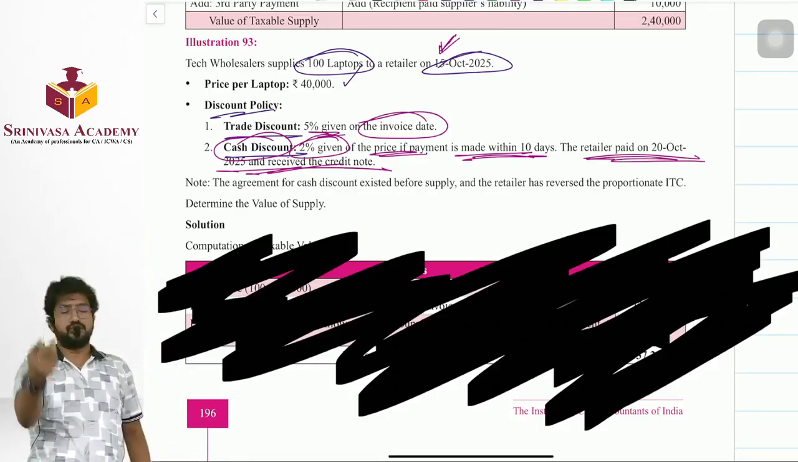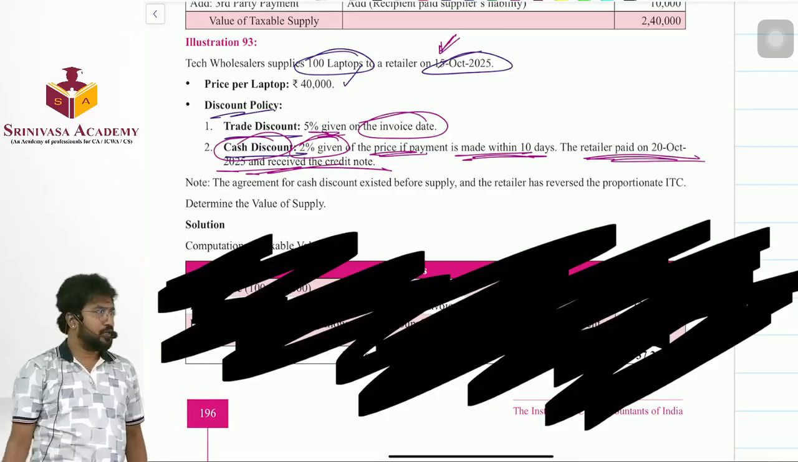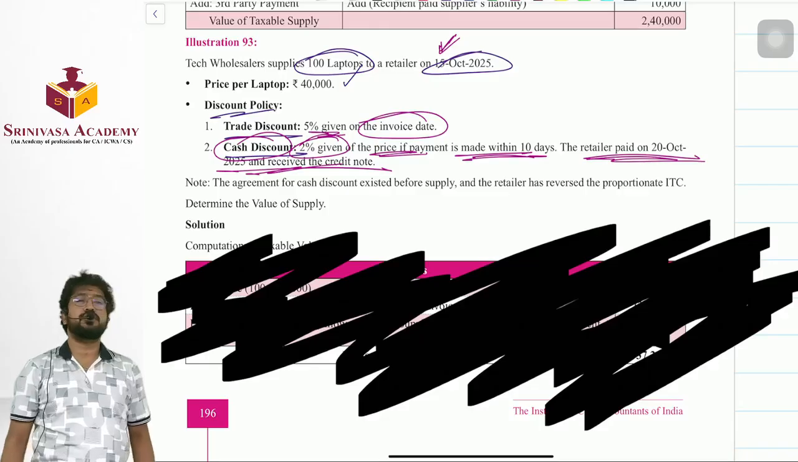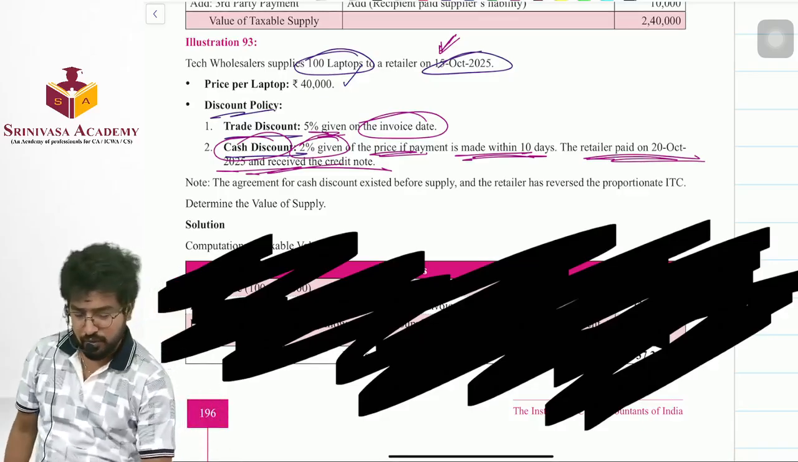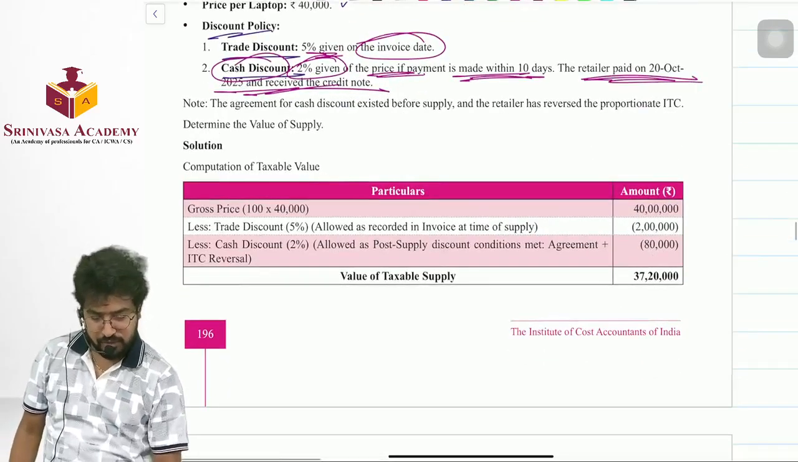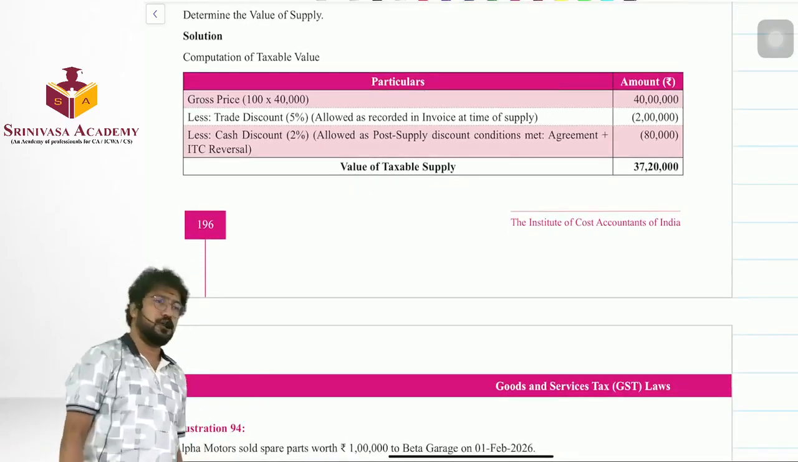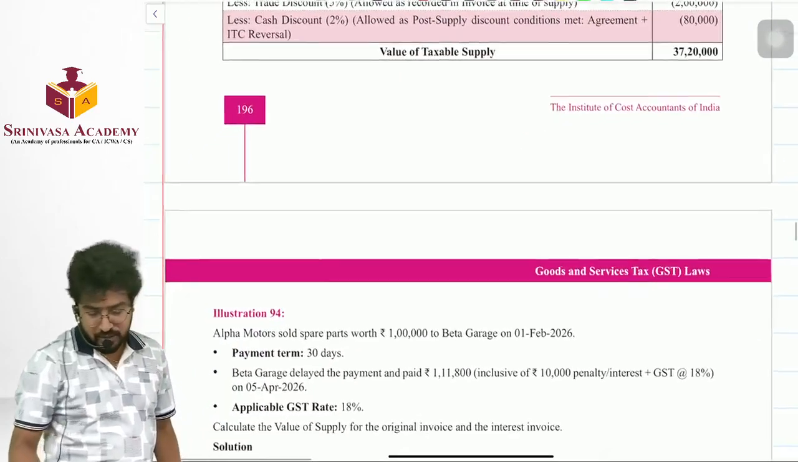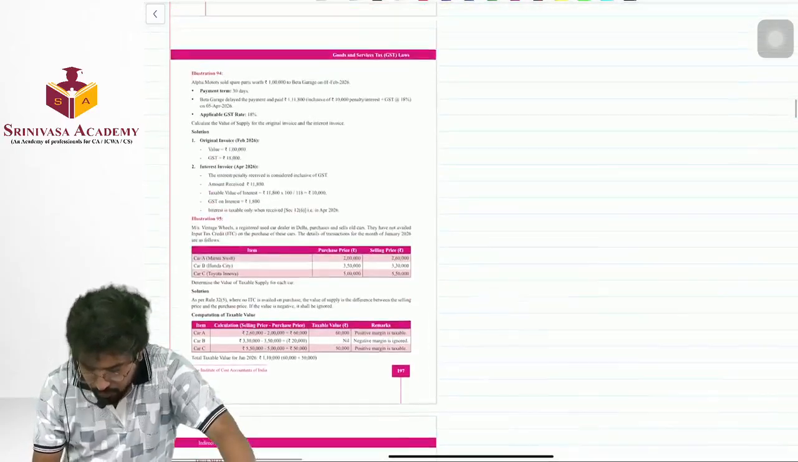Two more conditions should be satisfied. It is linked to the invoice here. This is linked to a particular invoice. Yes. Third condition, the recipient should reverse the proportionate ITC and then he can exclude that. Okay. That is the concept. Clear? So both are excluded, provided other conditions are satisfied. Okay, that is with respect to that.